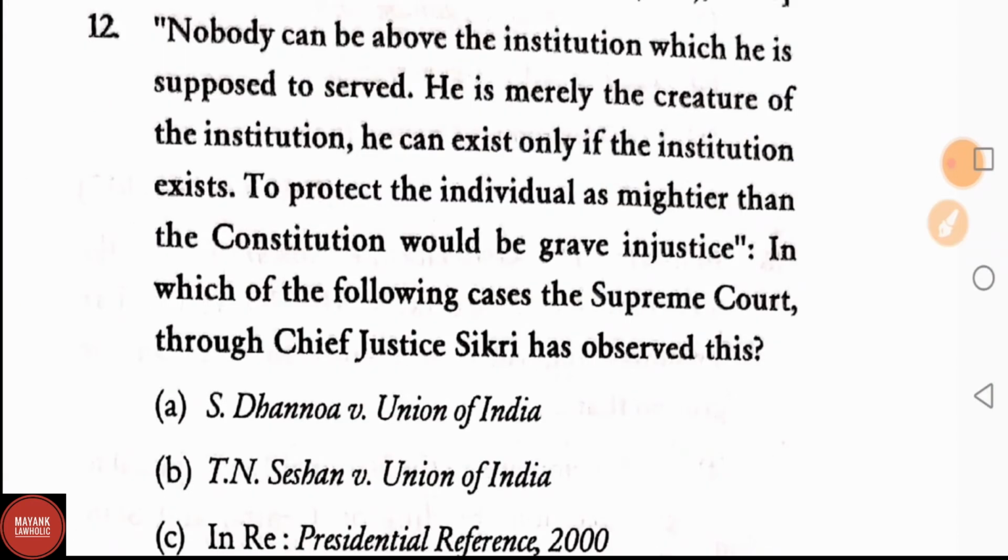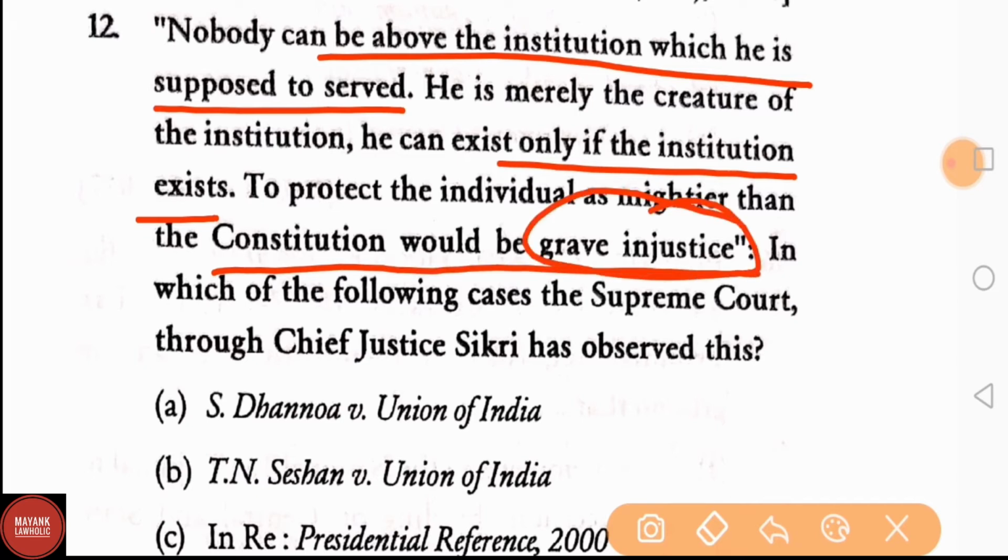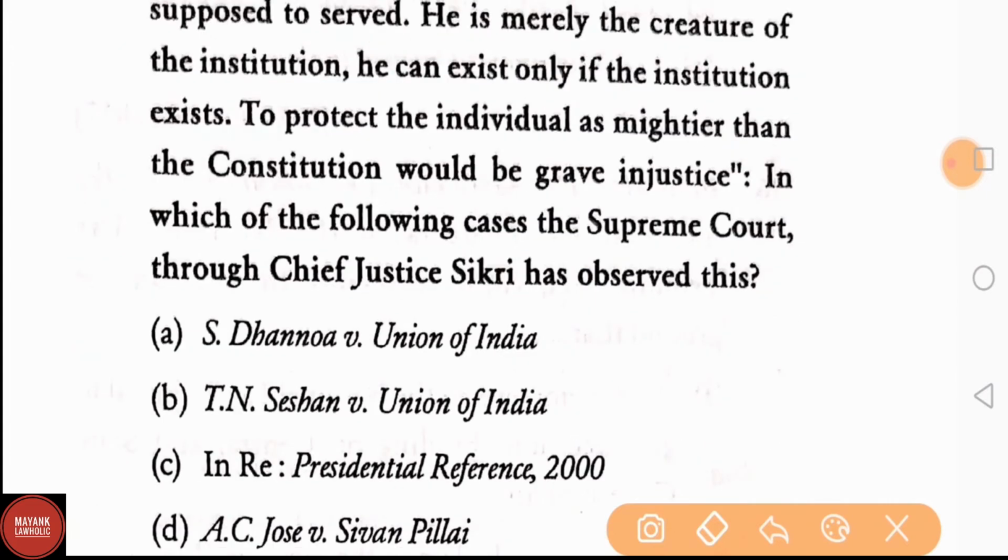Question number 12. Nobody can be above the institution which he is supposed to serve. He is merely the creature of the institution. He can exist only if the institution exists. To project the individual as mightier than the institution would be a grave injustice. In which of the following cases has the Supreme Court, through Chief Justice Sikri, observed this? This observation was made in the case of T.N. Seshan versus Union of India by Justice Sikri.